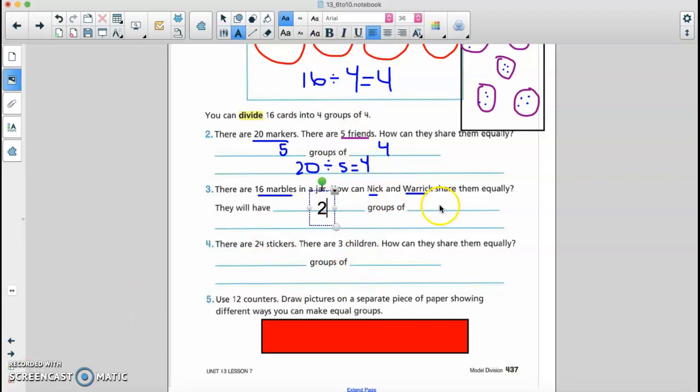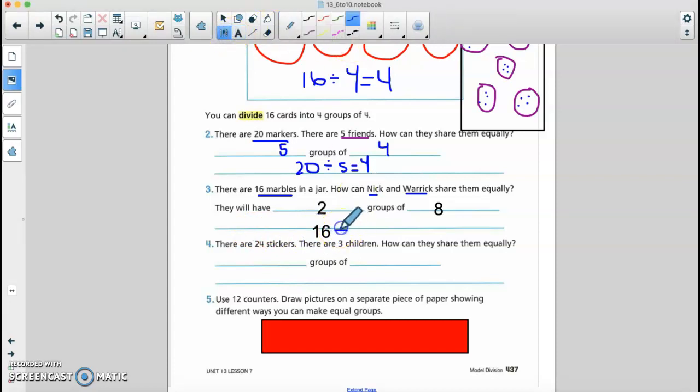Hopefully you had 2 groups of 8. So then your sentence would be 16 divided by 2 equals 8. And then your next one would be 24 divided by, I'm getting a little ahead of myself. You should be 3 groups of children of 8. So 24 is your total divided by 3 equals 8.